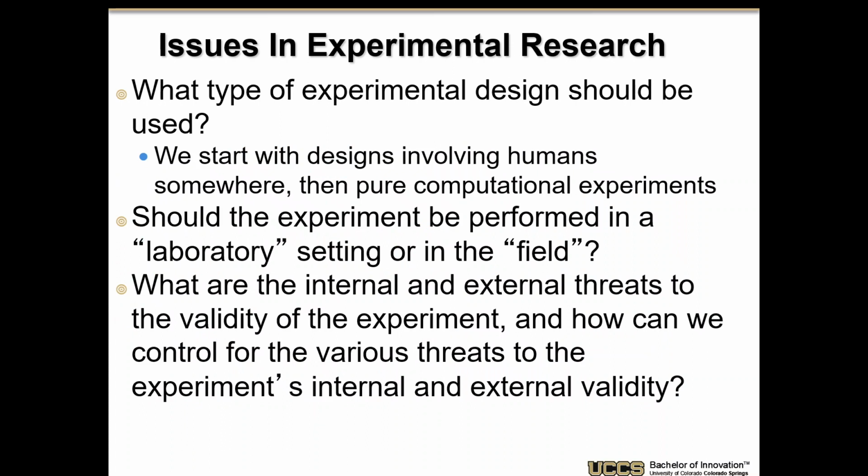issues in experimental research. So when we're talking about what type of experimental design we should be using, we want to start with design anywhere. We start with designs involving humans, and then we'll deal with some pure computational experiments. Dealing with humans is much harder. If you understand how to design an experiment that involves humans, figuring out how to do pure computational ones will be easy. Right? We're going to start with those first.